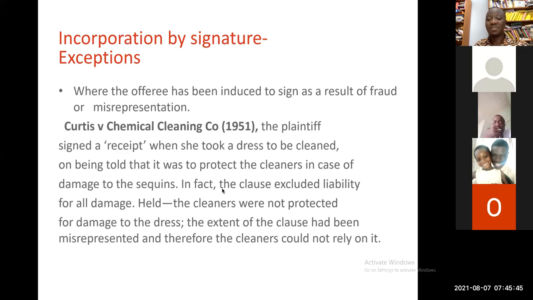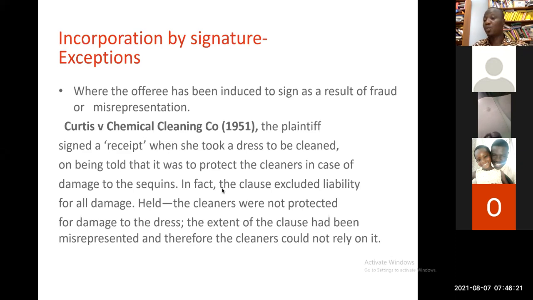That is the exemption clause. And then the court said that the woman had been deceived into signing something having a bigger scope than what she was made to believe she was signing. What the company was really saying was that it was not prepared to accept any liability at all, not only just destruction to the beads and the sequin. So therefore, there has been some fraudulent misrepresentation on the part of the laundry. And that was why the court decided as it did.